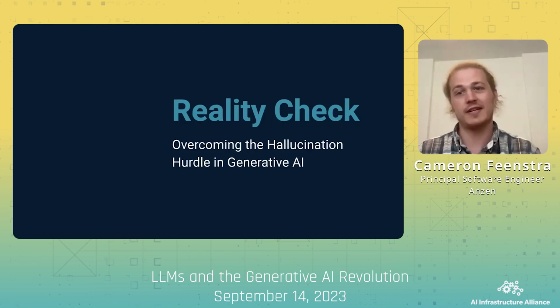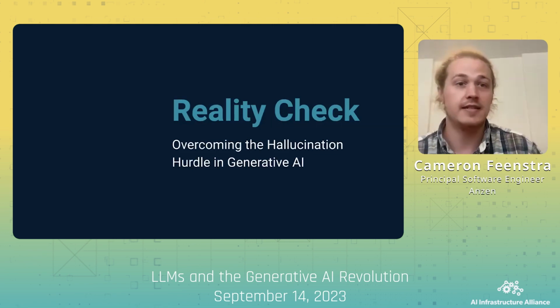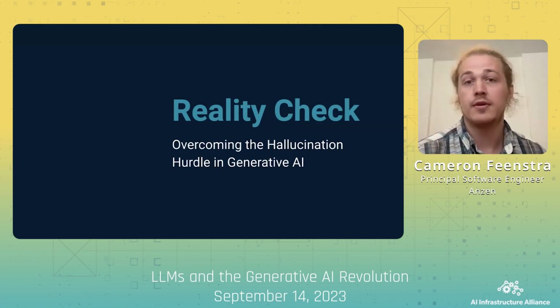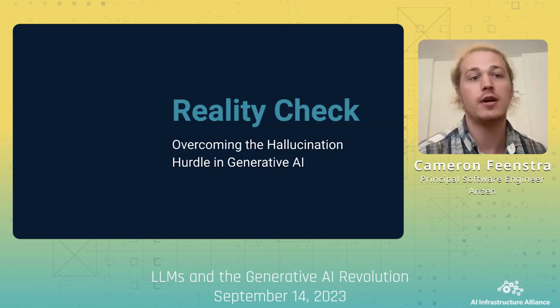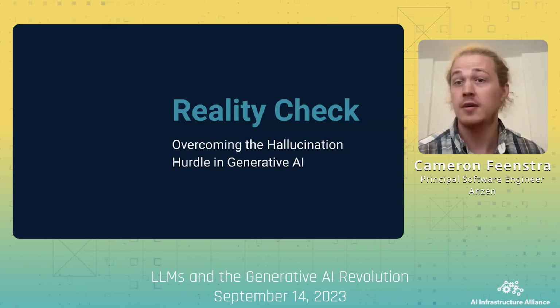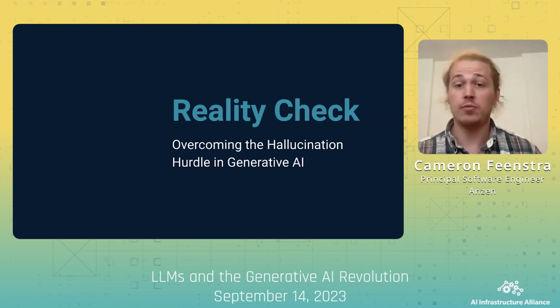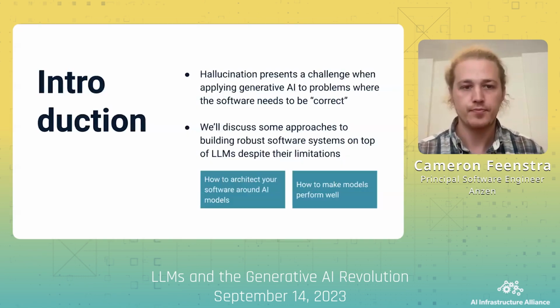So what I am going to be talking about today is how you can build robust applications in domains where being correct really matters, using generative AI with the capabilities it has today and the limitations.